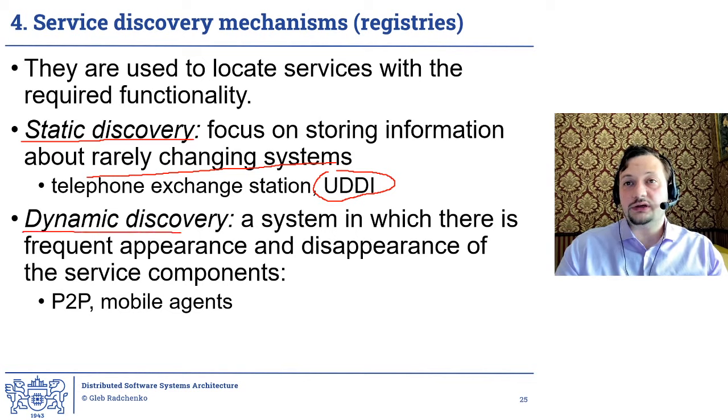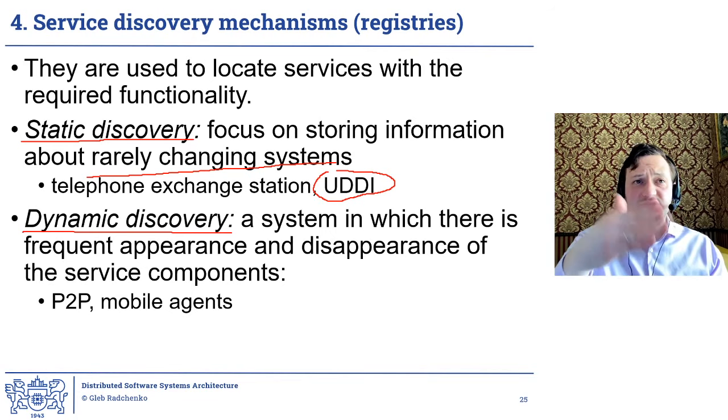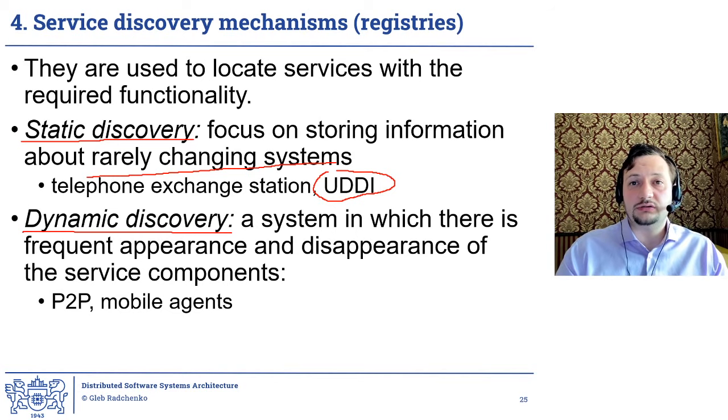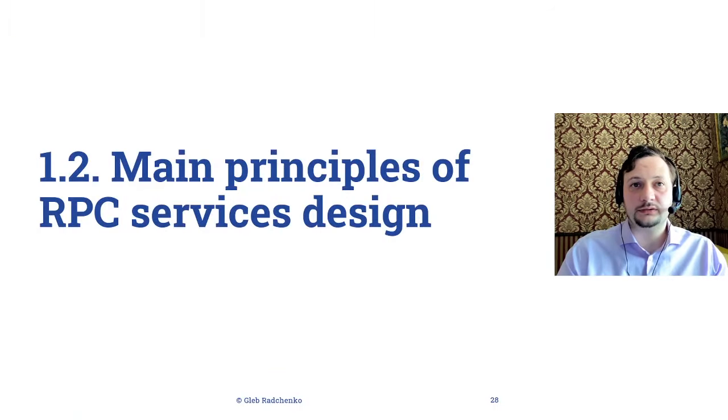Dynamic discovery is an approach where you have no regular storage system or catalog, but there is a huge amount of services that are going in and going out from time to time. So peer-to-peer systems or mobile agents, they use this approach to organize the discovery mechanisms of the system.